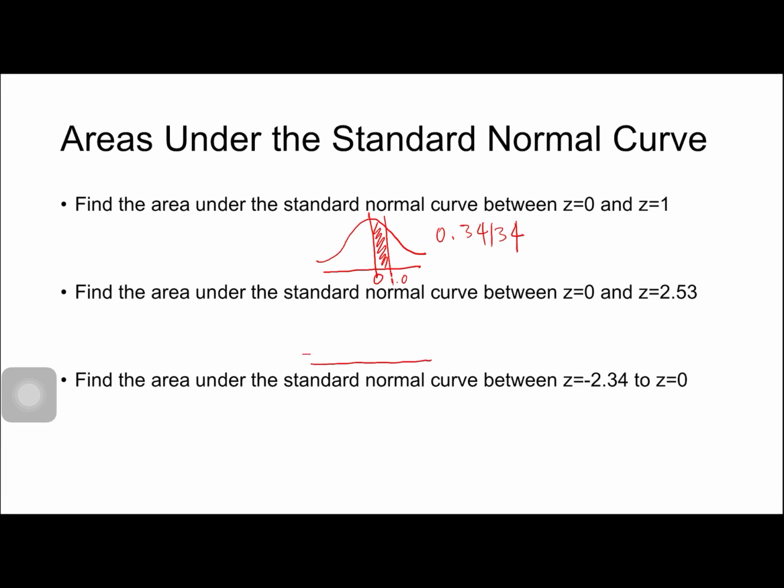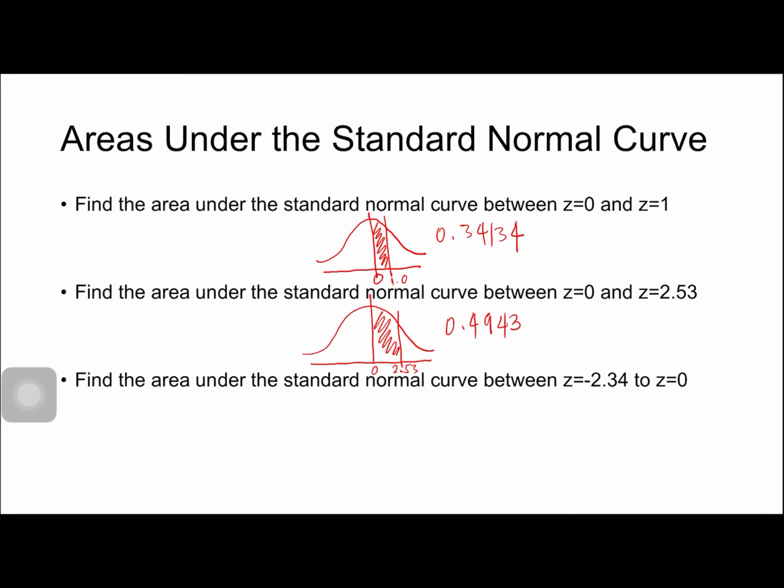For the second one, find the area under the standard normal curve between z equal to 0 and z equal to 2.53. Okay, again, let us draw the normal curve. You have here, z is 0 to 2.53. It's positive, so it's located at the right. So, that's 2.53. Our concern is this area. So, that is again, Q of 2.53.